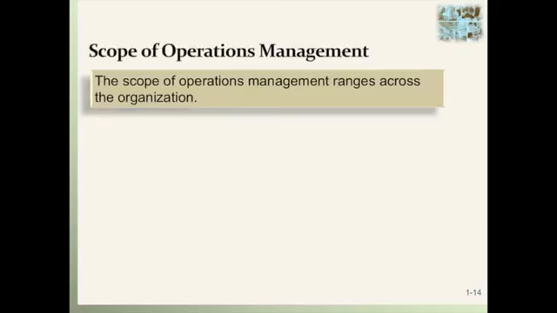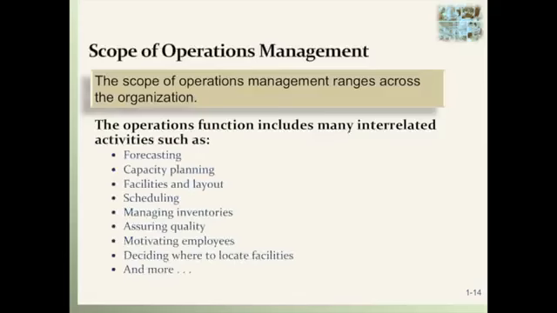So the scope of operations management ranges across the organization. They include activities such as forecasting, capacity planning, facilities and layout, scheduling, managing inventories, assuring quality, motivating employees, deciding where to locate facilities, and more. And we're going to go through all of these topics throughout this course, but this is just to sort of give you an introduction that everything is interrelated.